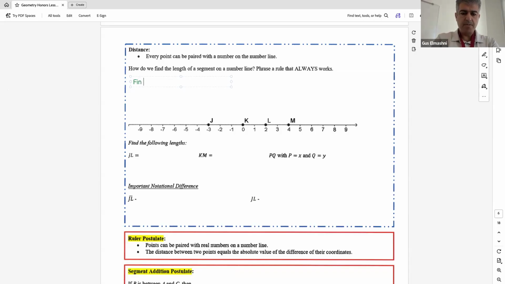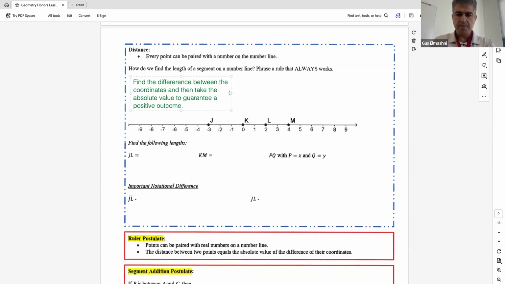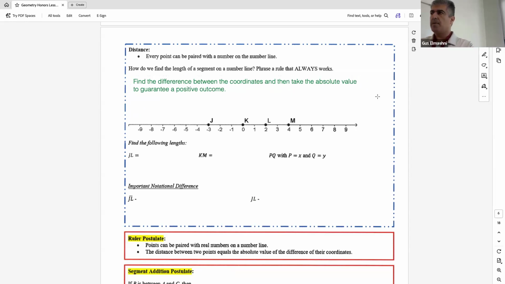Find the difference between the coordinates, then take the absolute value, to guarantee a positive outcome. You remember what absolute value means, right? Like the absolute value of -5 is 5, or of -4 is 4. So let's find the difference and take the absolute value.